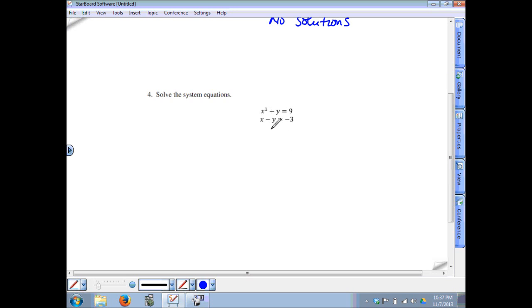Question 4. This is a system of nonlinear equations. This is a parabola. This is a linear function. So there are a number of ways we could solve this. For example, this bottom equation could be rearranged and solved for x. So this bottom equation could be written as x equals y minus 3. So this x here equals y minus 3, so y minus 3 can be substituted in for that x. So instead of x squared, it's y minus 3 squared plus y equals 9.